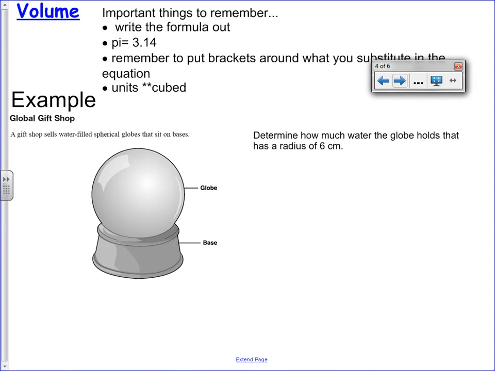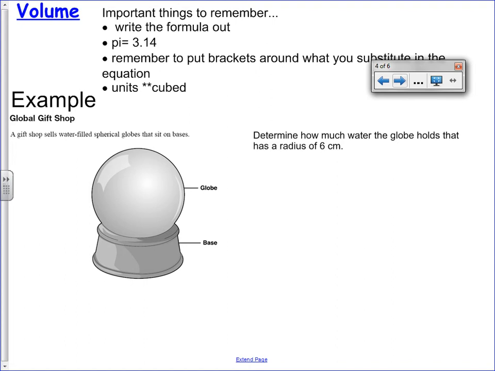Okay, volume. Remember, volume is talking about a 3D shape. And if you have 3D shapes, you should be looking at formulas that have 3D figures. Okay? You want to write out the formula. Remember that pi is equal to 3.14. Remember to put brackets around what you substitute in the equation. And then your units for volume are cubed.